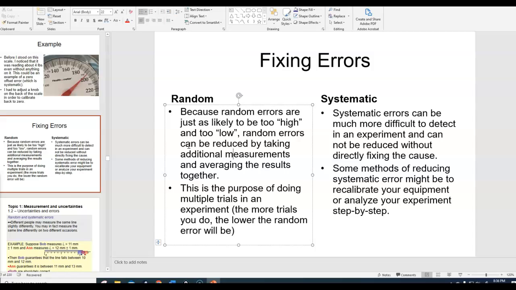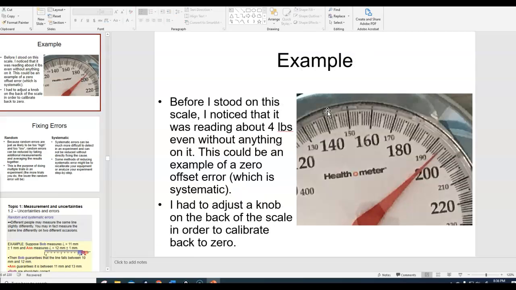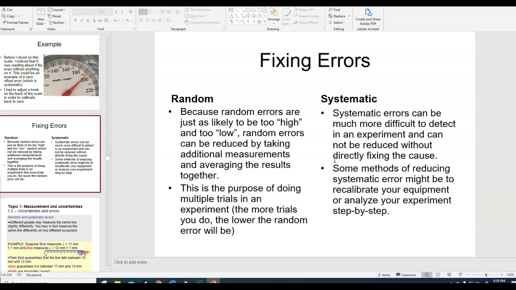Now, more data points do not reduce systematic error, because the problem with systematic error is that it is a consistent error. Remember, a systematic error is always offsetting the data in the same way. Going back to my bathroom scale example, no matter what I weighed on the scale, it would always be higher by 4 pounds. So even if I weighed myself 4 times, that wouldn't change the fact that my results would be 4 pounds higher.